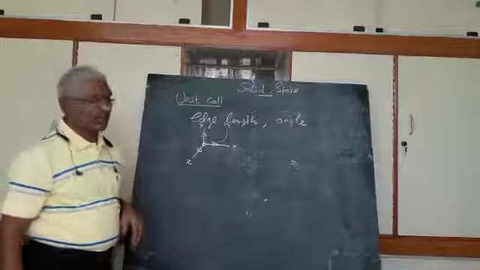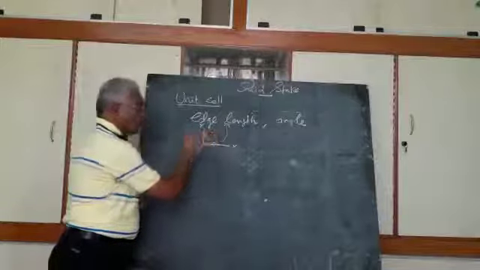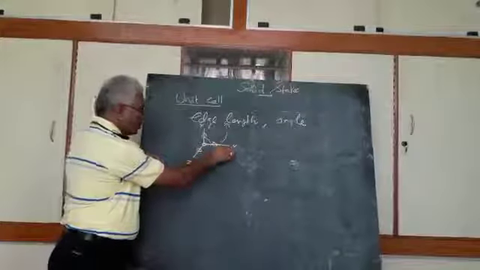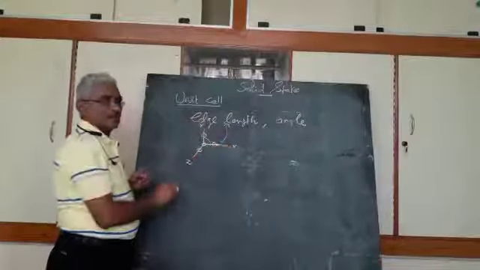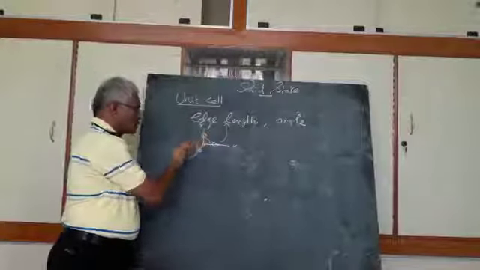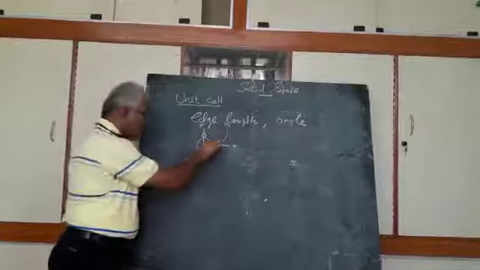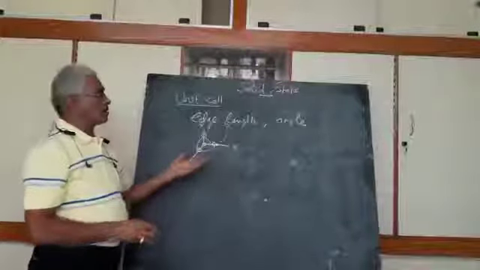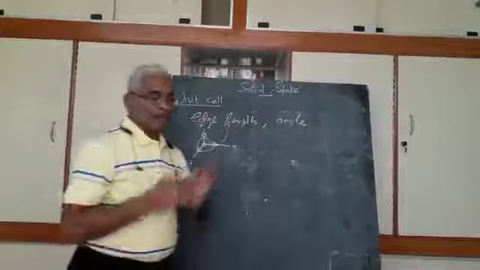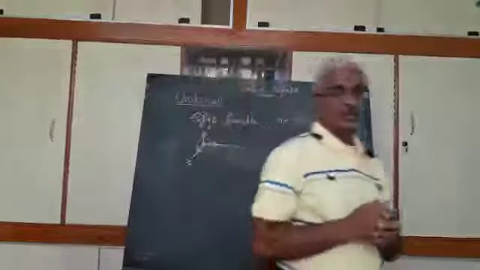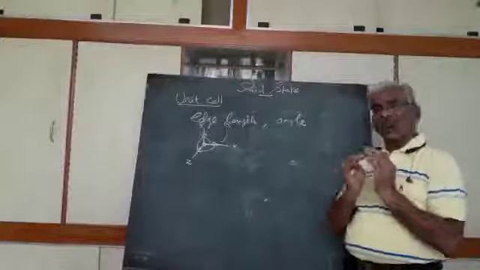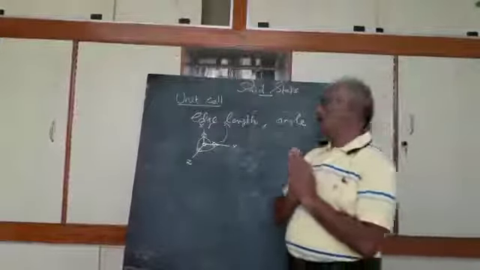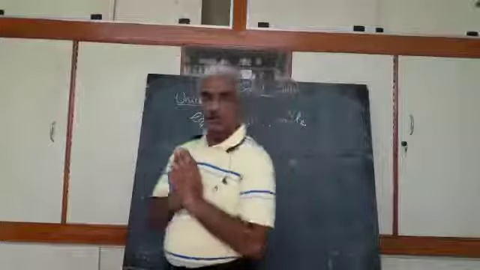So next one is the interfacial angle. If we could find out the angle between atoms in x and y axis, y and z axis, z and x axis, these are called interfacial angles. By measuring these two parameters, we can imagine a particular geometry for the unit cell.